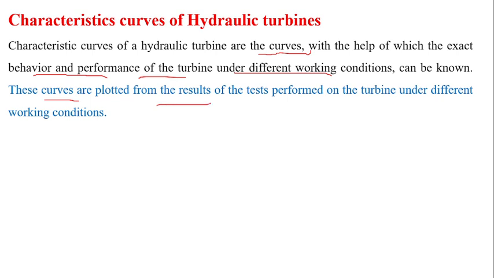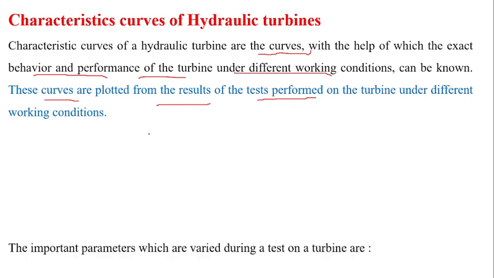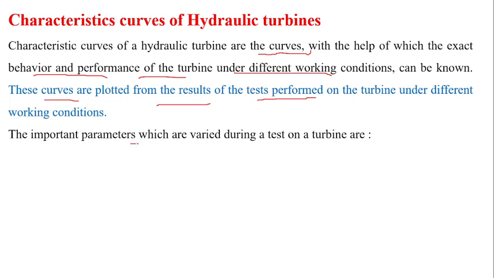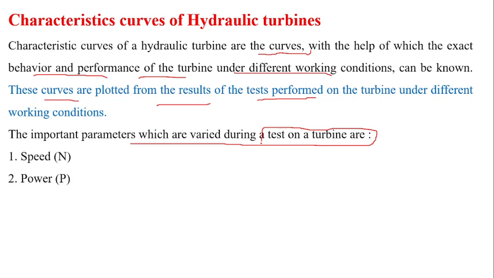The curves are plotted from the results of tests performed. Different tests are performed on the turbine under different working conditions. The important parameters which are varied on the turbine: what are the parameters we will check? First one speed, second one power, third one head.